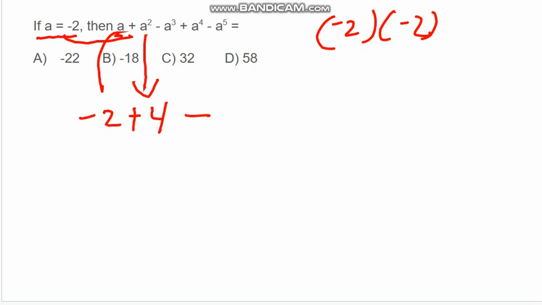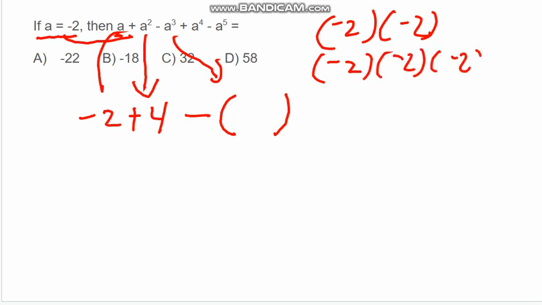Minus, and I'm going to put a parentheses here to put this number in, to give me an extra step, but it keeps things organized. This is going to be my a cubed. So a cubed is -2 times -2 times -2. 2 times 2 times 2 is 8. And it's going to be -8, because these two negatives cancel out to a positive, and then one more negative is just a -8. So that's going to be -8.